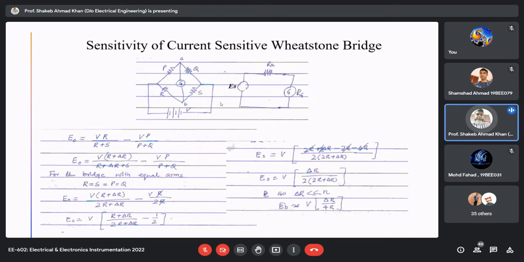Now, as far as the Thevenin equivalent resistance is concerned, I'll try to redraw this circuit, although you may have done it earlier also. The Wheatstone bridge: this is your one resistance, this is your another resistance, then your voltage source is shorted, and then we are getting another resistance.